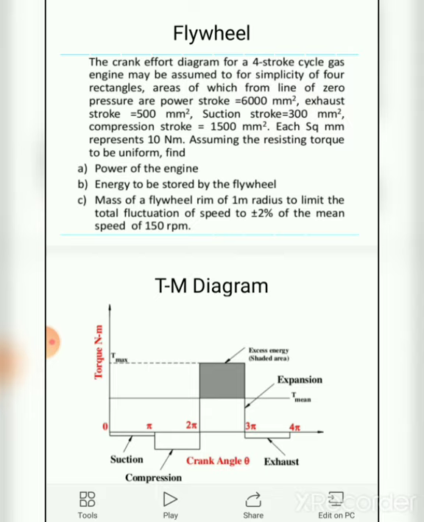This is the statement. Now basically in this type of example, there are 4 strokes. Obviously it is a 4-stroke cycle engine, so it will have 4 strokes, and here the power stroke, exhaust stroke, suction stroke and compression stroke are given to you, and their values are also given. Also, in torque it is given that each square mm represents 10 Newton meter. So some area information and torque information is given to you.